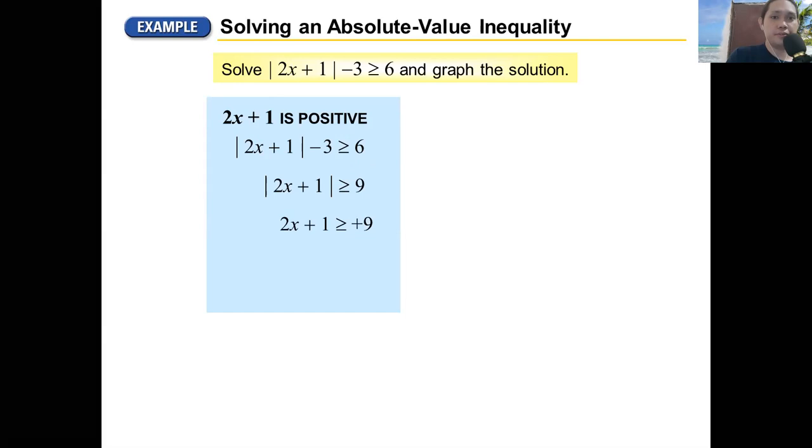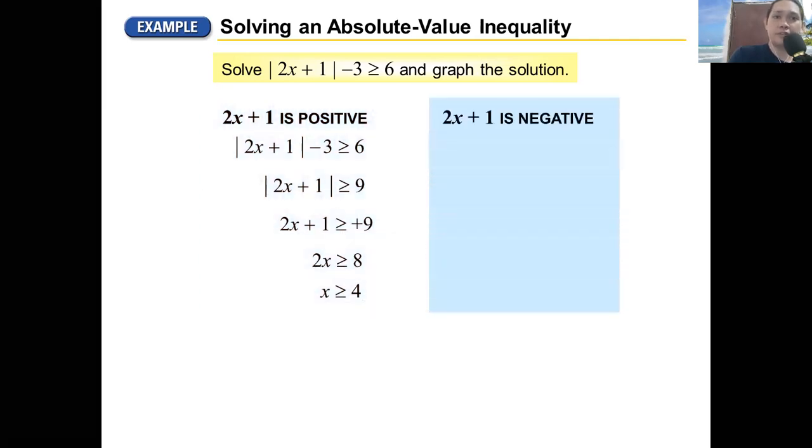Another thing also, 2x plus 1 greater than or equal to 9, that gives you 2x greater than or equal to 8. Why? Again, we solve it using the concept of linear equation. So 9 minus 1 is 8. Then divide both sides by 2. That gives you x is greater than or equal to 4. That's for considering the 2x plus 1 as positive.